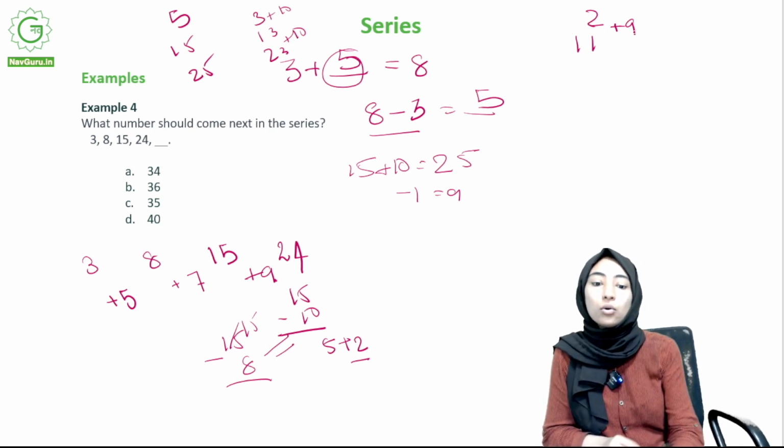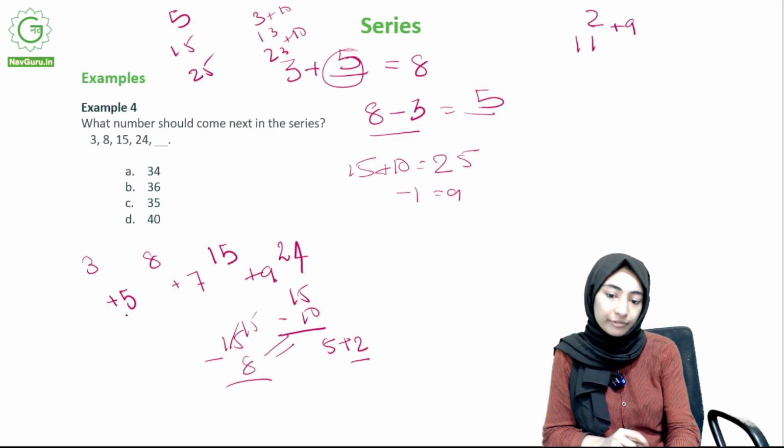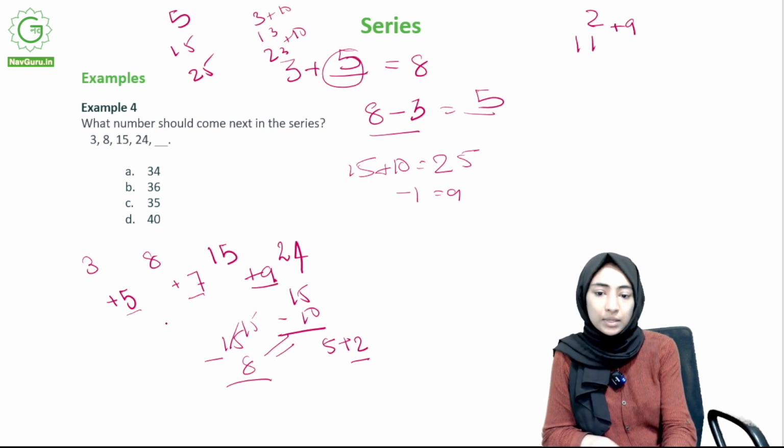Okay, so here, what pattern do you see? 5, 7, 9. What is the pattern? We saw the same pattern in a question we did some time ago, right? So basically, plus 2, plus 2. 5 plus 2 is 7, 7 plus 2 is 9. So here, 9 plus 2 is 11.